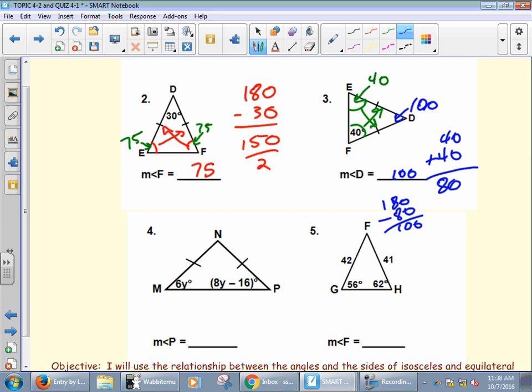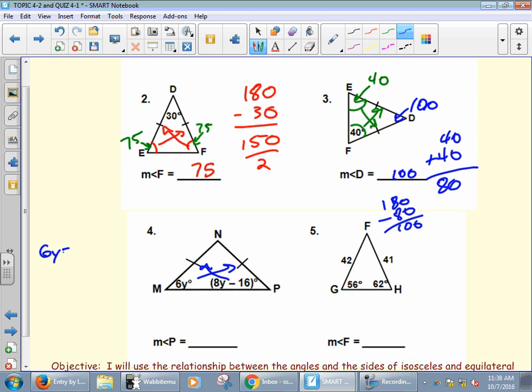Number 4. Are M and P base angles which are congruent, or is one of them not a base angle? They're both congruent. Does everyone understand why? Because the opposite sides are the same. They are equal, so I would set them equal.